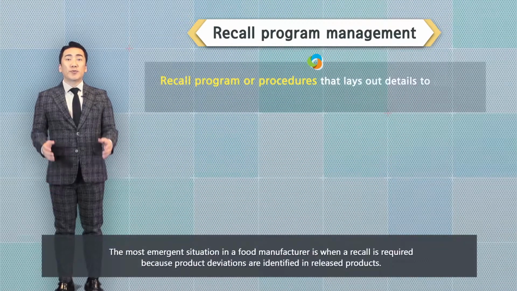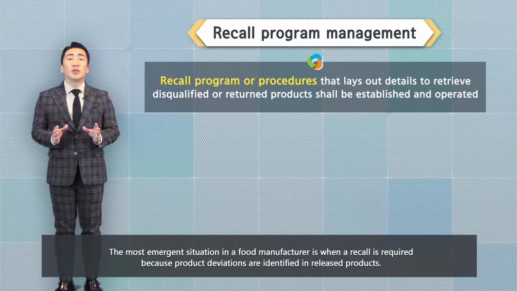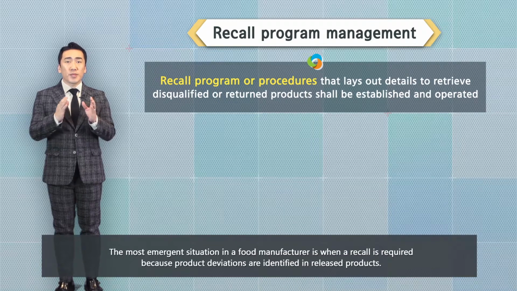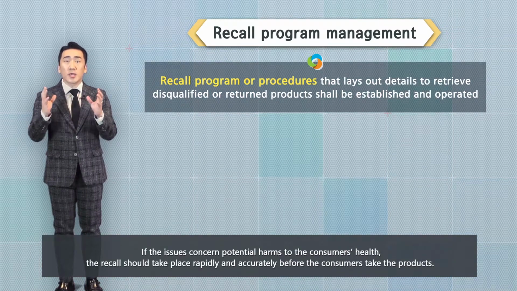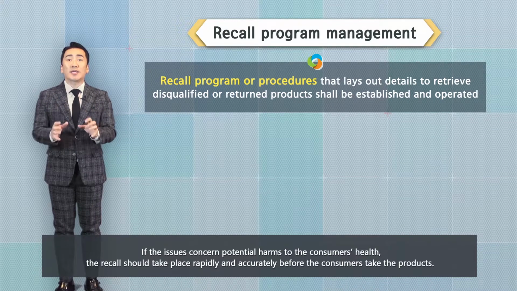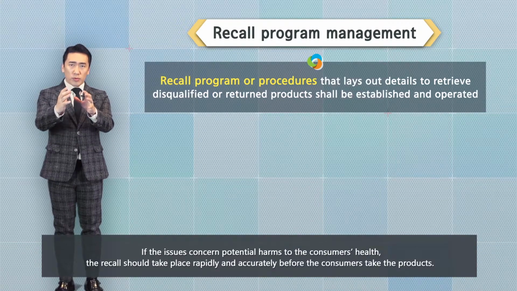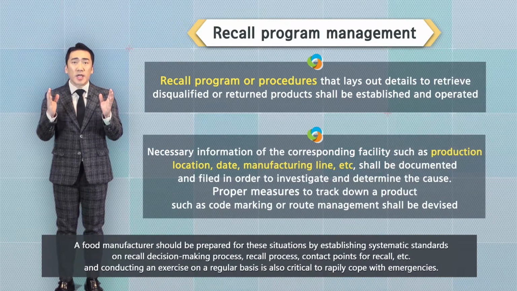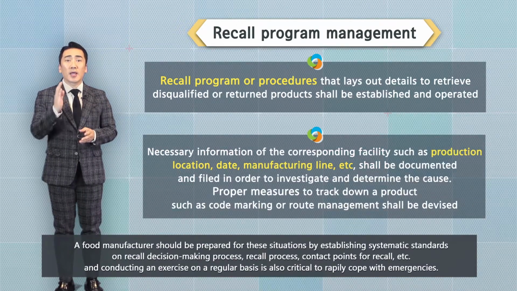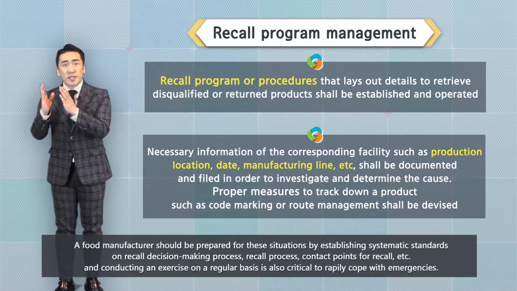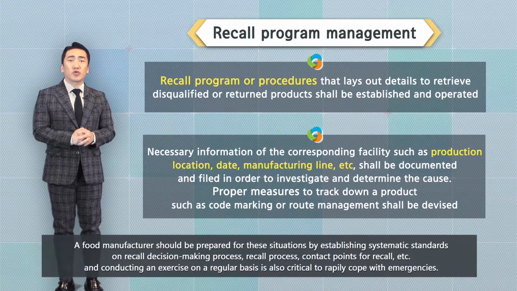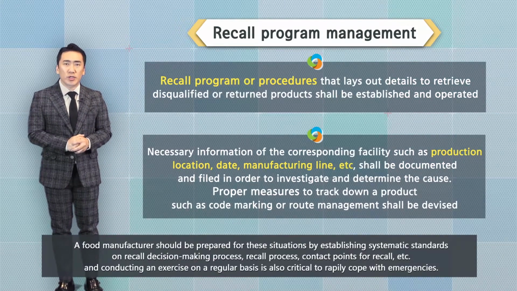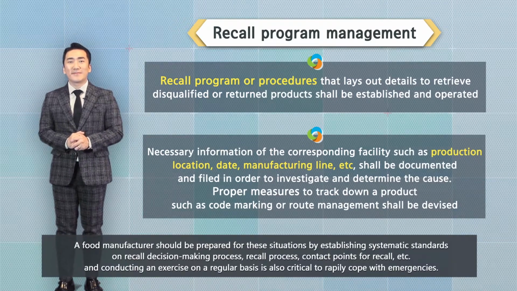The most emergent situation in a food manufacturer is when a recall is required because product deviations are identified in released products. If the issues concern potential harms to the consumer's health, the recall should take place rapidly and accurately before the consumers take the products. A food manufacturer should be prepared for these situations by establishing systematic standards on recall, decision-making process, recall process, contact points for recall, etc. And conducting an exercise on a regular basis is also critical to rapidly cope with emergencies.